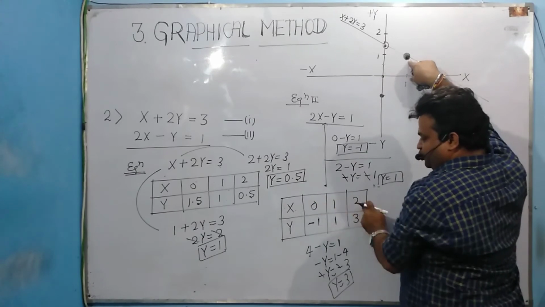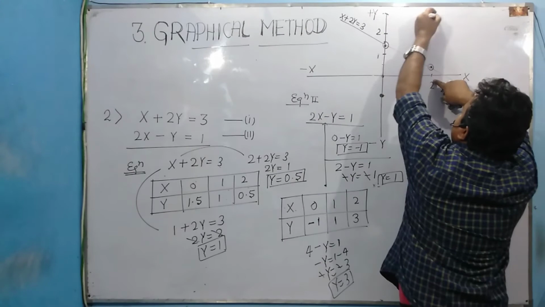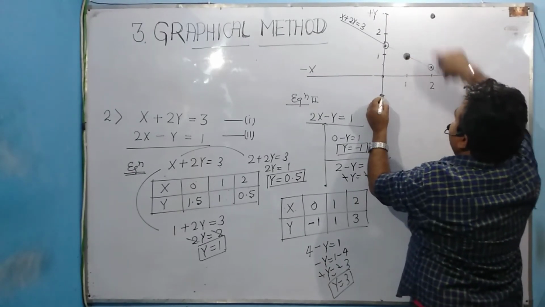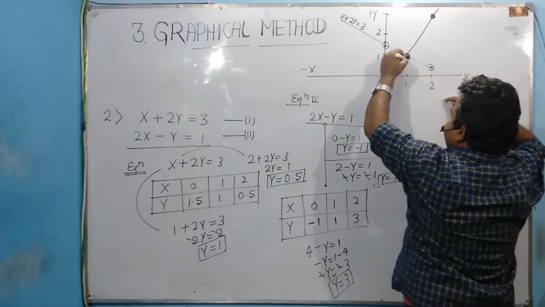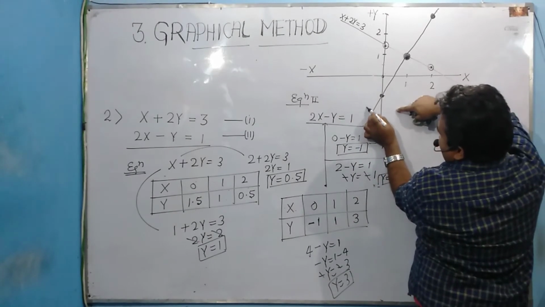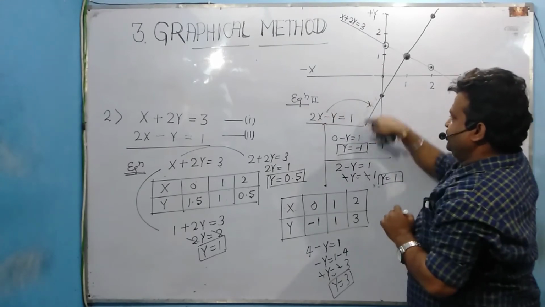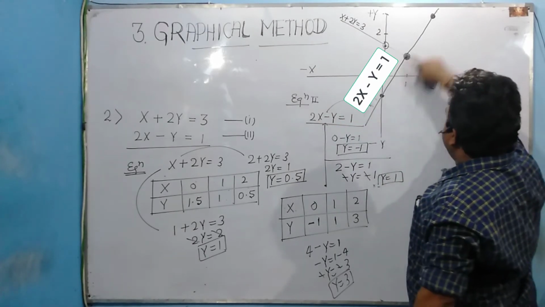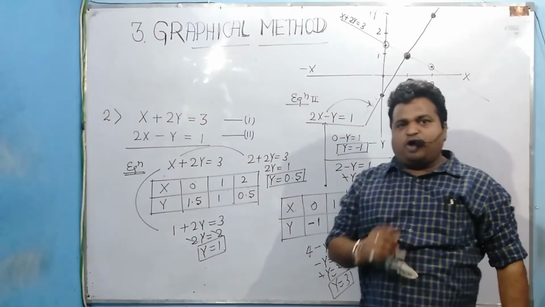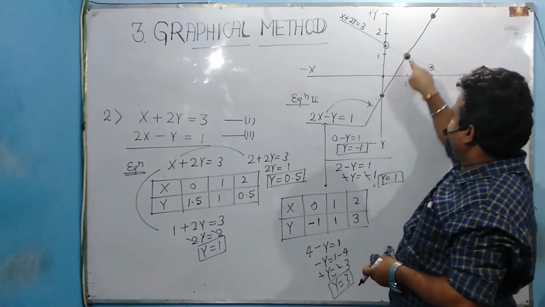Now, when x equal to 2, y equal to 3. This is the point. With the help of these 3 points, I am going to draw a straight line. This straight line represents equation 2x minus y equal to 1. Both lines are intersecting at one common point.